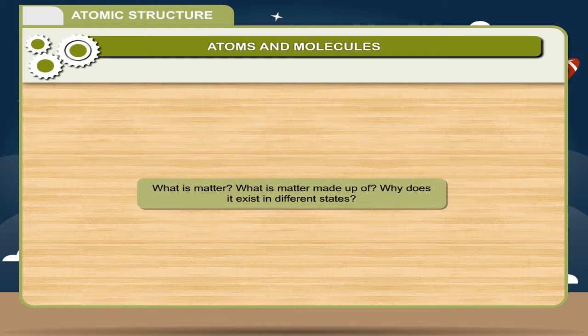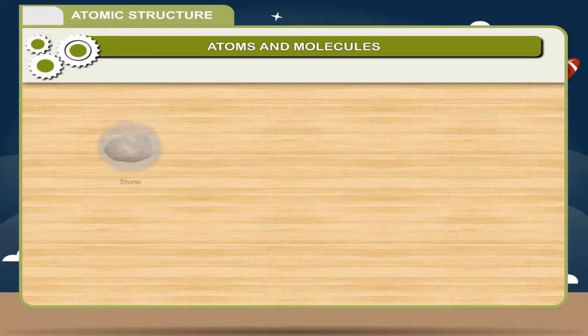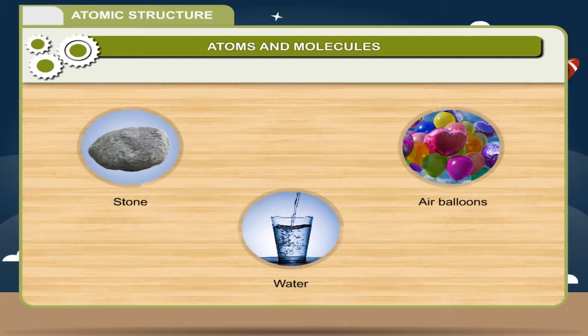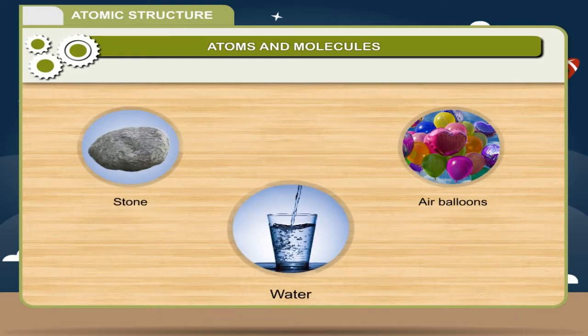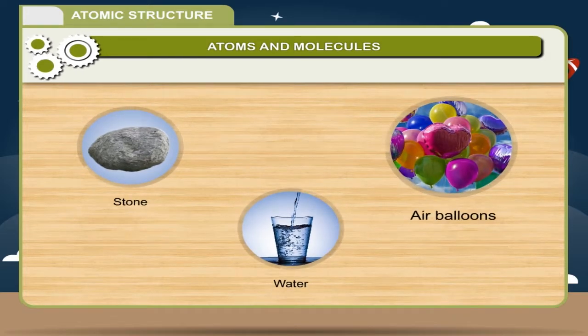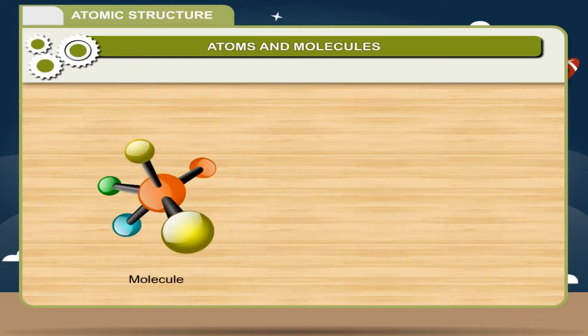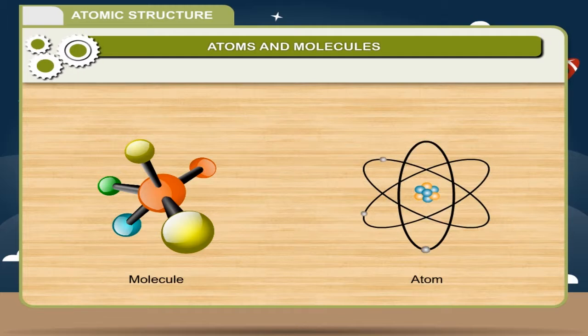What is matter? What is matter made up of? Why does it exist in different states? Anything having mass and capable of occupying space is matter. Thus, a stone, water, and air filled in balloons represent matter. Matter is made up of molecules or atoms. These molecules give matter its properties, and their arrangement causes matter to exist in different states.